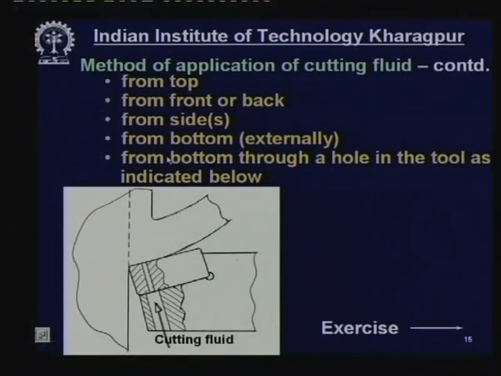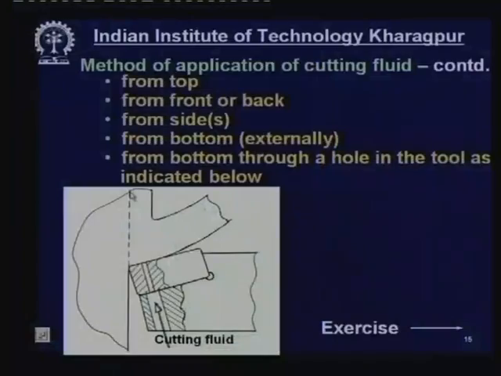Now, the method of application of cutting fluid again in respect of direction. It can be applied from the top of the surface. So, this is the machining going on by the cutting tool. You can apply the cutting fluid from the top or from the side or from both sides or from front or from back or even from the bottom. So, the cutting fluid can be applied from different directions, and depending upon that the efficiency will be different. Of course, it depends upon what kind of machining is going on. For grinding, for turning, for milling, the way will be different.